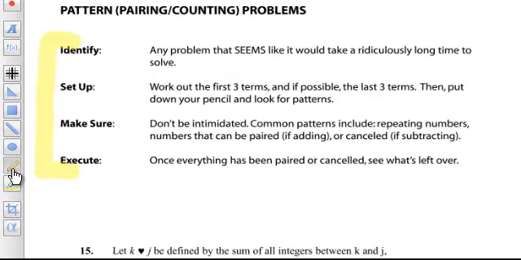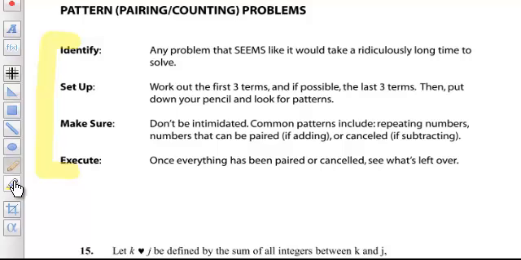So number 15, let k heart j be defined by the sum of all integers between k and j, inclusive. For example, 4 heart 8 equals 4 plus 5 plus 6 plus 7 plus 8. What is the value of 60 heart 150 minus 61 heart 149?